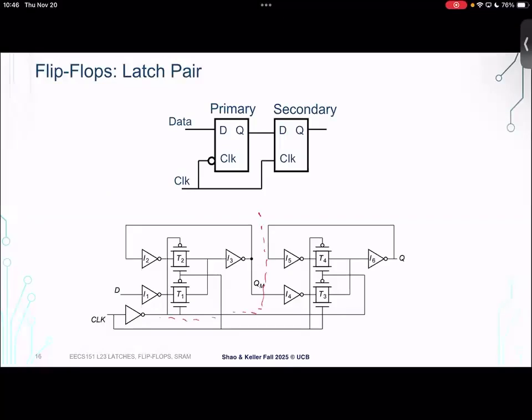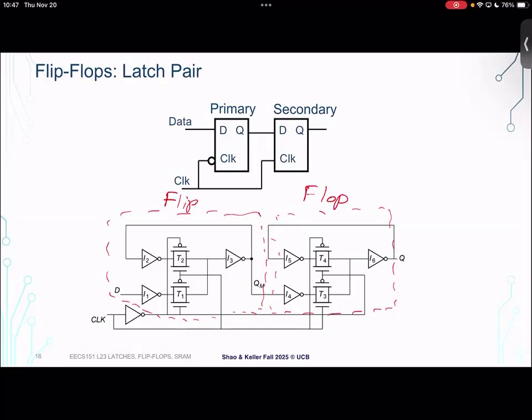Here's the primary latch. And here's the secondary latch. Someone at some point 50 years ago thought it would be cute to call it a flip-flop because the first latch flips and the other one flops. I don't know why, but that's where the name comes from.